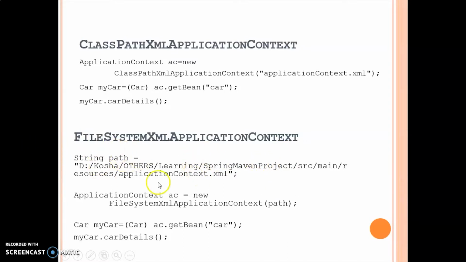As you can see in this example, I'm saying string path, and I'm giving the whole path of my XML application context file, where exactly it is located. Currently I have given the same path where it is in my project itself, but this could be somewhere else also. It could be in some other folder, some common shared folder from where you are going to access it. So this is the path that I have.